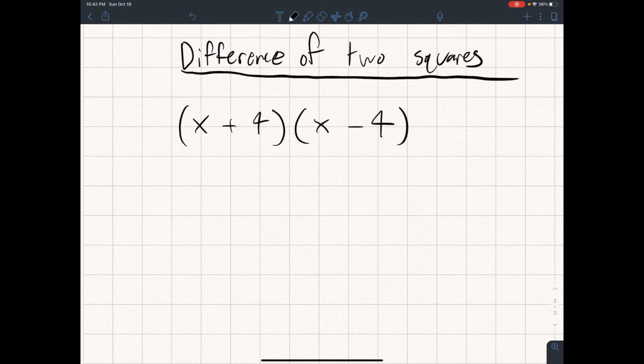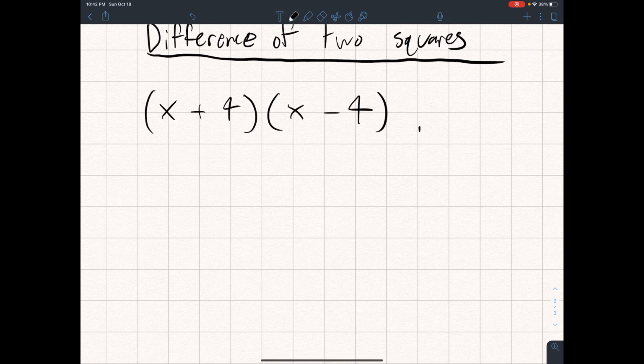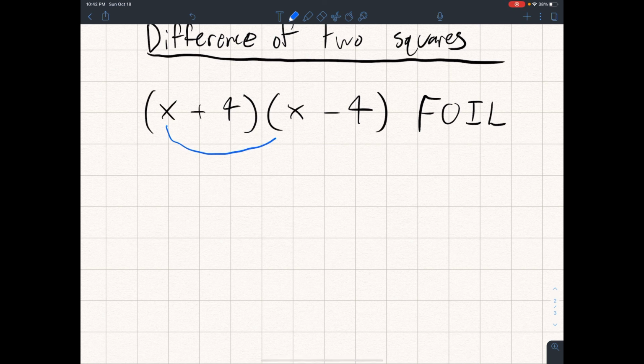Think about that for a moment. See if you remember from Algebra 1 why this is so fantastic. But if you don't, all you have to do is FOIL it, and it should become very clear. So, first, outer, inner, last, let's do a different color. First is x times x. Outer is x times negative 4. My inner is 4 times x. And my last is positive 4 times negative 4.